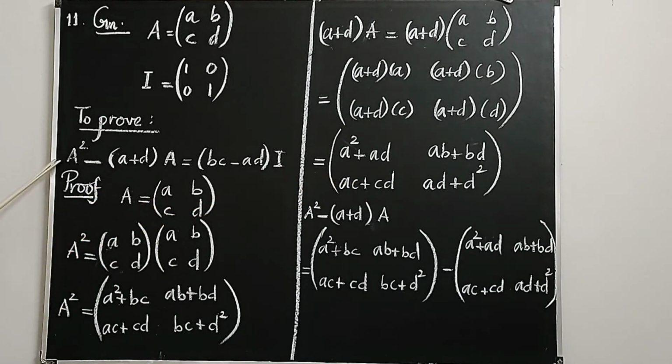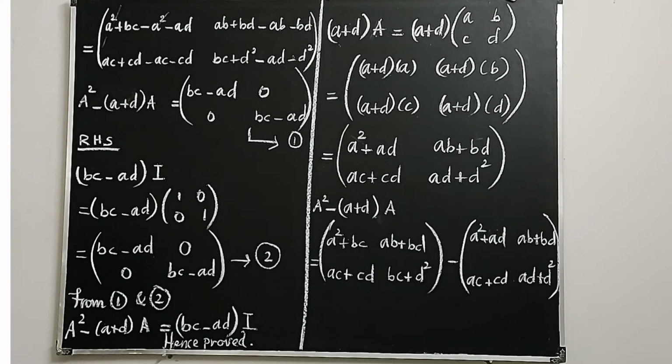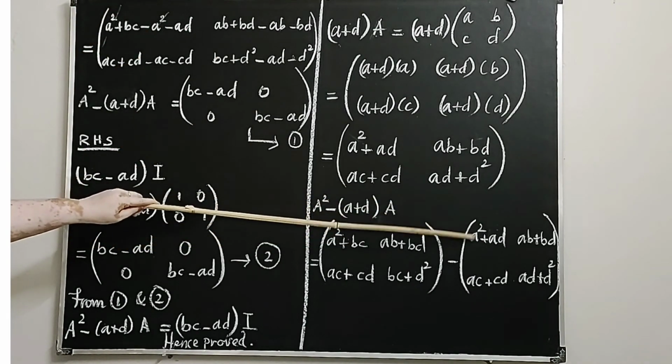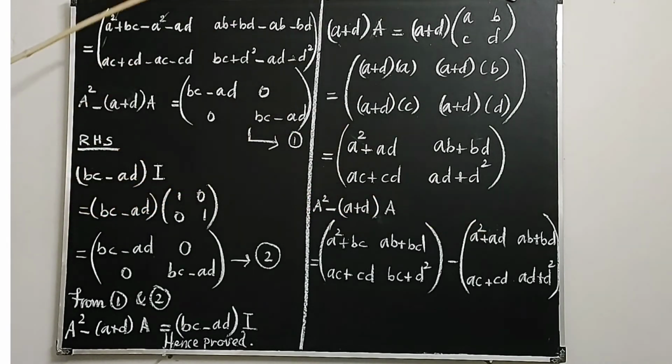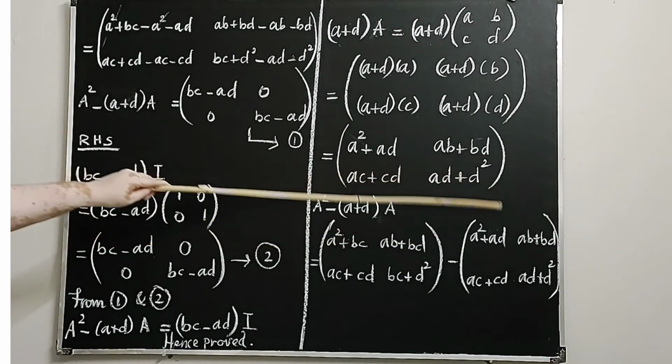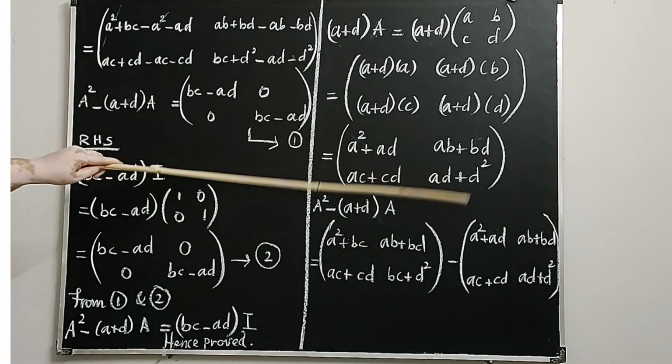Then what we have to do? A square minus A plus D of A. Write down A square values minus A plus D of A values. Let us apply that. Subtract the corresponding entries. A square plus BC minus A square plus AD. So these two should be changed in sign. Like the same, AB plus BD minus AB minus BD.